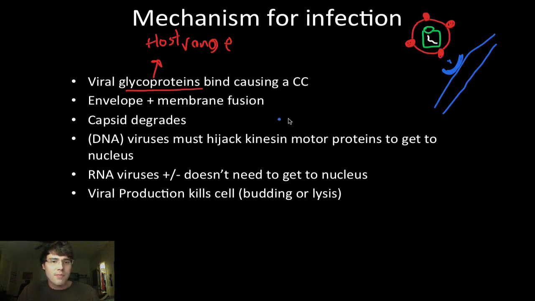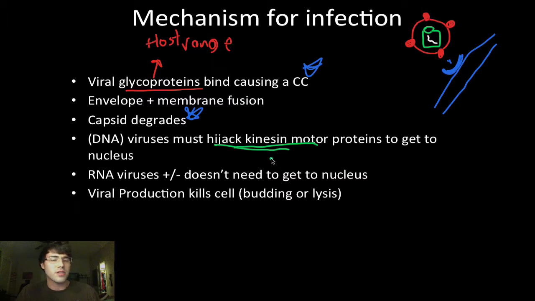And then once that happens, something you're going to see almost always, I'll highlight all the things that always seem to happen, is that the capsid, the protein coat containing the genome, is going to be degraded, either by enzymes that attack it, or it'll just come apart on its own. Usually if it's a DNA virus, it's going to have to hijack kinesin motor proteins in order to get to the nucleus, because that's usually where we want to go. Not all viruses need to get their genomes to the nucleus, and that's a huge advantage in terms of getting more replications faster.